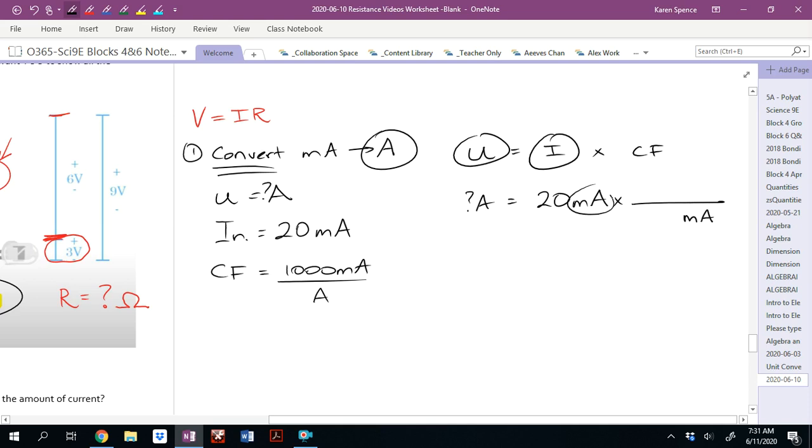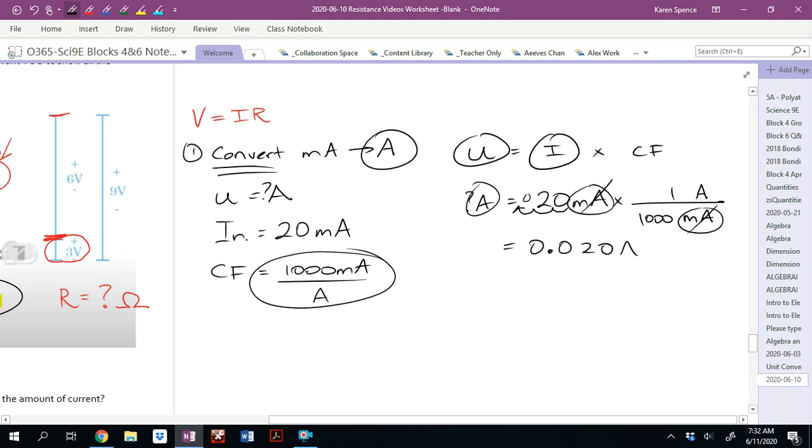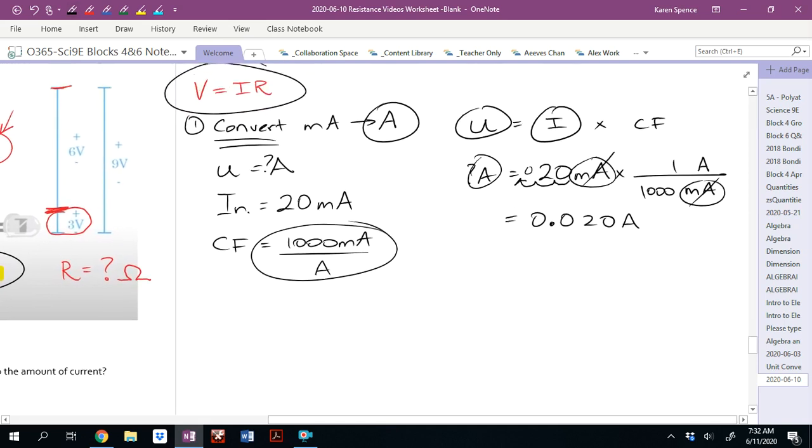Okay, so the milliamps have to go on the bottom so that they can cancel, and the thing that I want to find needs to go on the top. So that's going to be 1 amp per 1,000 milliamps, because remember, this conversion factor can be written that way, or it can be written upside down like we did in the question. Okay, so 20 divided by 1,000, we're going to move our decimal place 1, 2, 3 places. That means I'm going to have 0.020 amps. So now everything that I need for this formula is in the correct units.